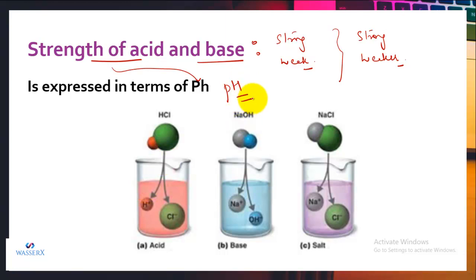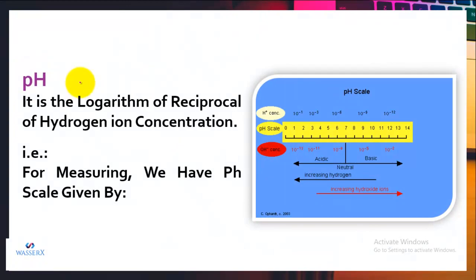So we have acid, base and salt. They have a certain value of pH, which indicates what exactly is the strength of the acid or base. So how can we define the pH? pH is the logarithm of the reciprocal of hydrogen ion concentration. This is just a definition.